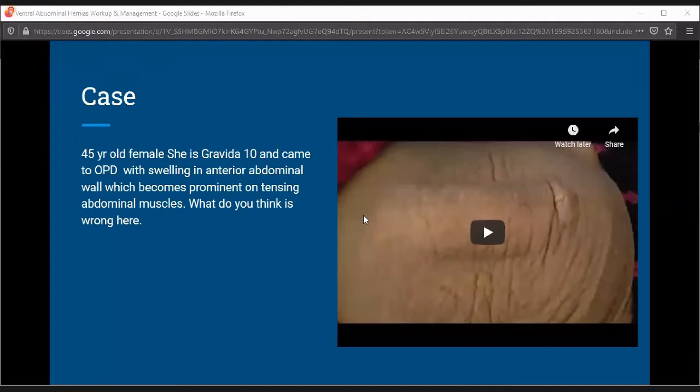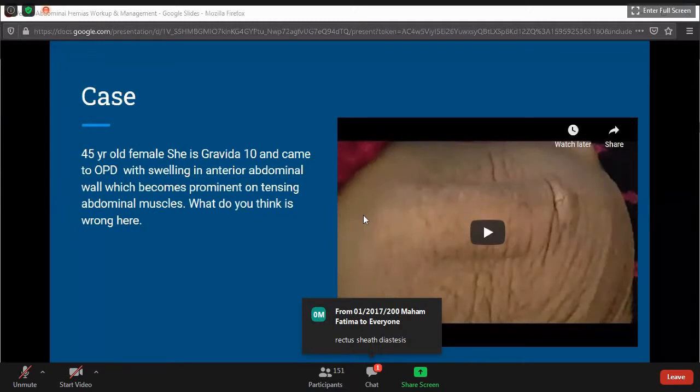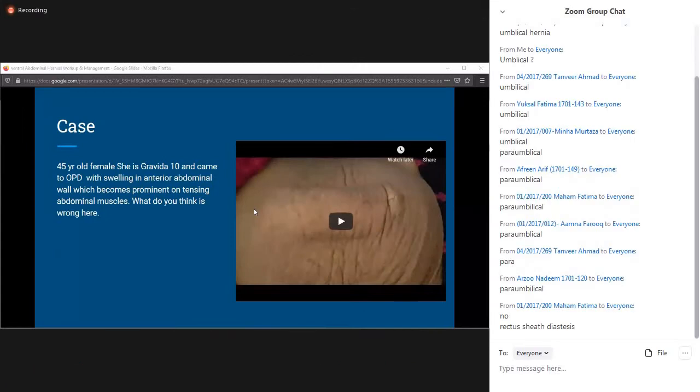Guys, can you hear me? Her rectus sheath is ruptured. Much closer, but not very close. Linea alba is disordered.